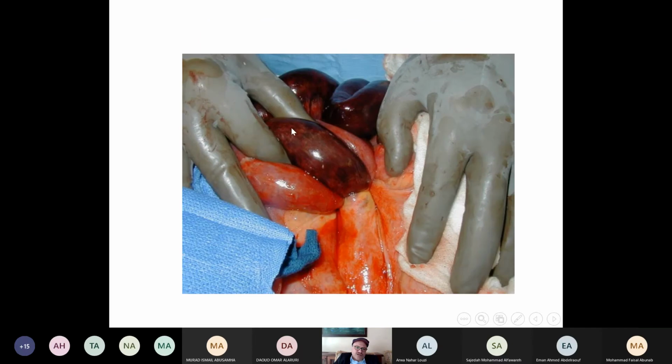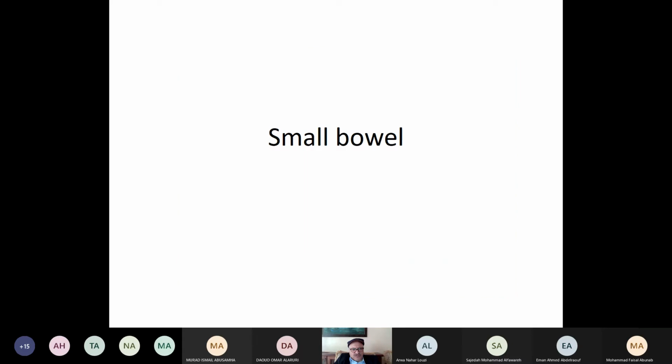It will end up with gangrene like this. And this is the most fearful thing in obstruction, to end up with gangrene. Of course, after gangrene is perforation and peritonitis, generalized peritonitis. So your duty as a physician is to prevent this to happen. Diagnose, resuscitate, and to prevent this.